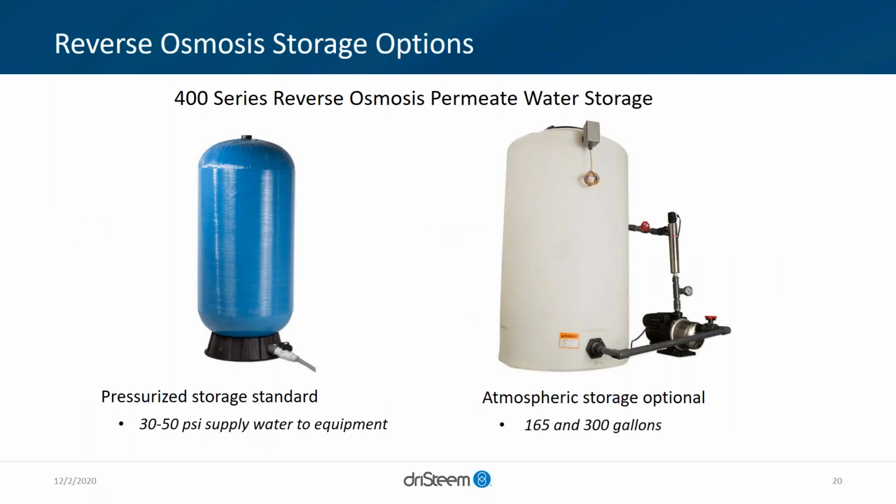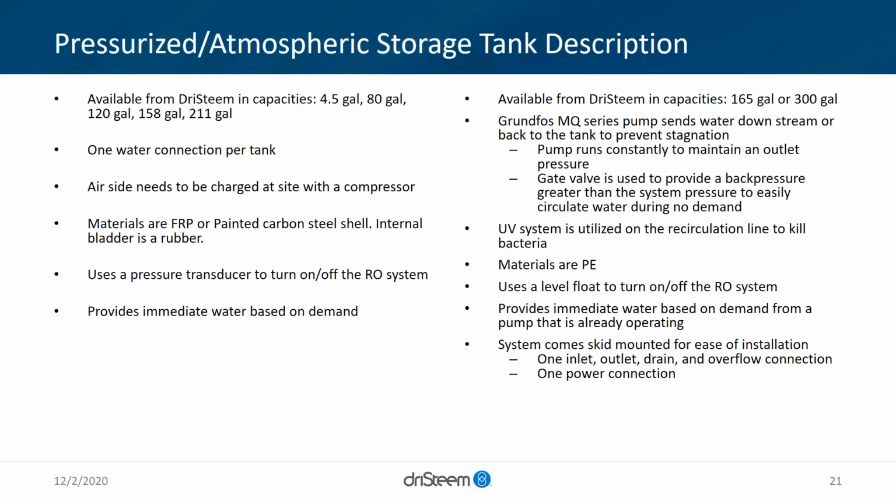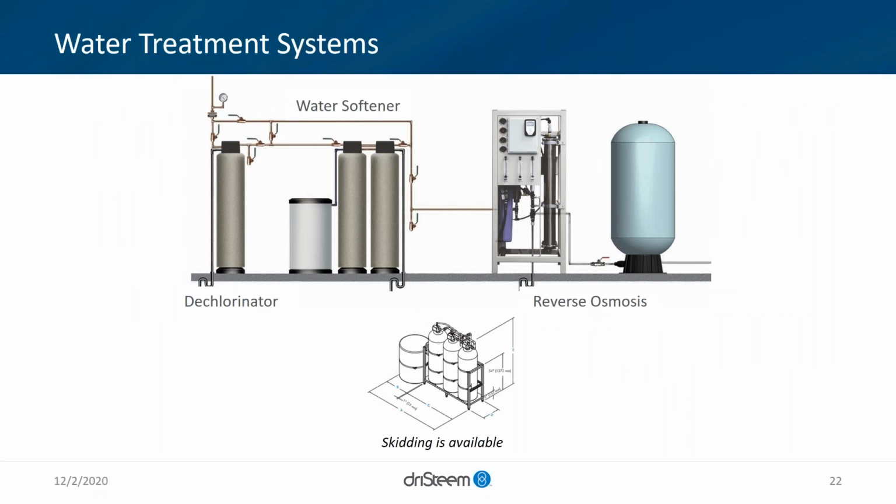Some other options, atmospheric or pressurized. Don't want to go huge in depth. This is more for reference material, but with the atmospheric, we can use a UV system and we provide forwarding. The big takeaway is this comes skid mounted to really help ease installation and make that a smooth transition. This is our overall picture of what a typical system would look like. We don't show the end user downstream, but after that permeate storage tank on the right side of the photo, then it would go to the end user.